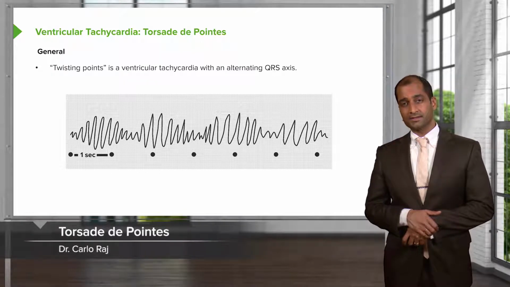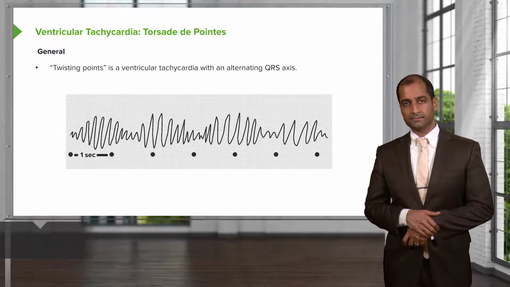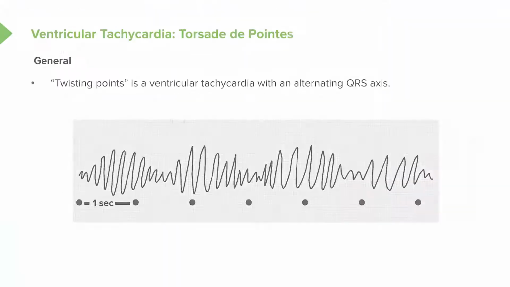Now, on this ECG, take a look at this. Twist, twist, twist, narrow point. What's another name for this? It's called polymorphic ventricular tachycardia. Okay? Polymorphic ventricular tachycardia. Allow the name to speak to you.